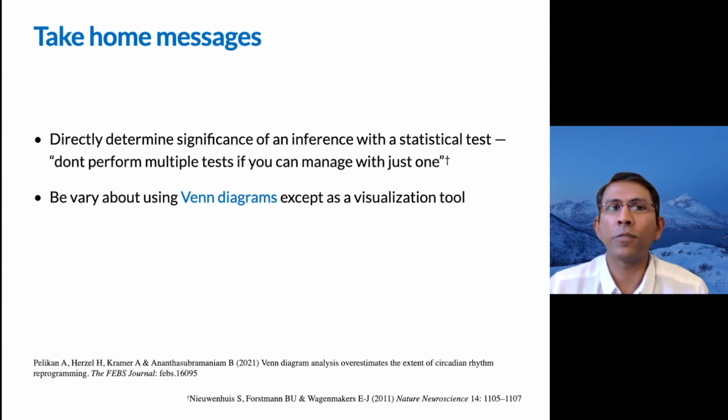So the take-home messages from today, which are actually broader than just rhythmicity analysis, are: if you want to make an inference, run a statistical test directly for that inference that you want to make, and make a conclusion based on that. Do not do multiple tests and draw multiple separate inferences and then combine these to make an inference. That generally is always going to give you a lot more false positives. And be very wary about using Venn diagrams except as a visualization tool.